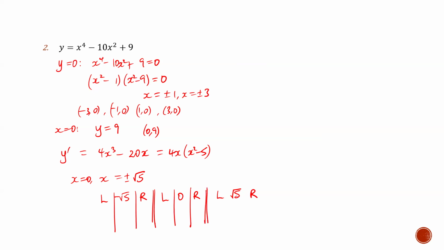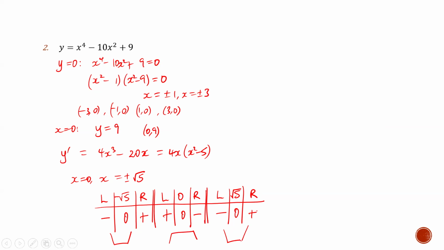x values to see whether the sign of dy/dx is positive or negative. If you do this carefully, you realize that you have something like this. And so we have a minimum at that point, a maximum at that point, and a minimum at that point. Now you want to go ahead and find the actual y values at those points.